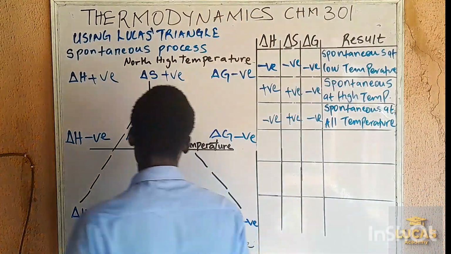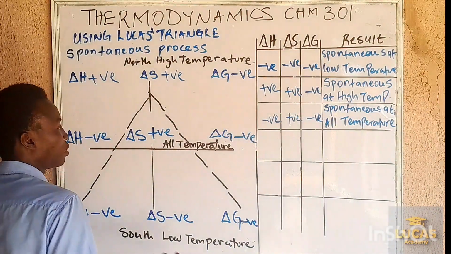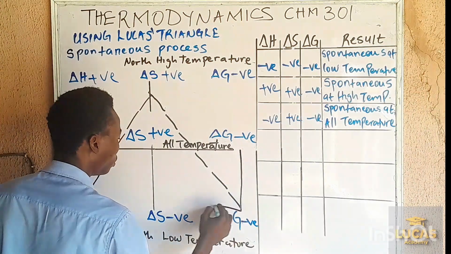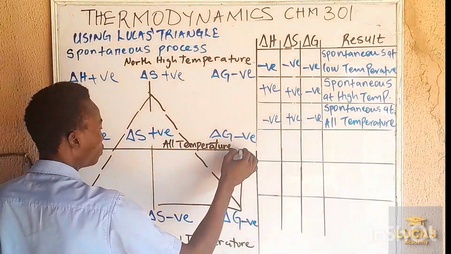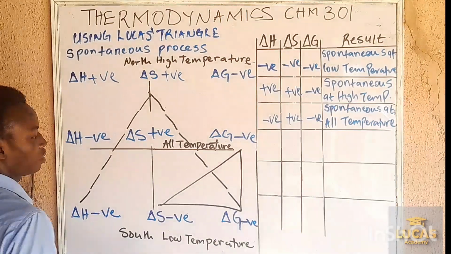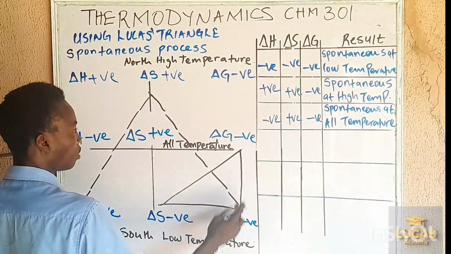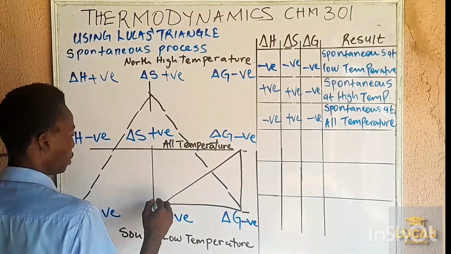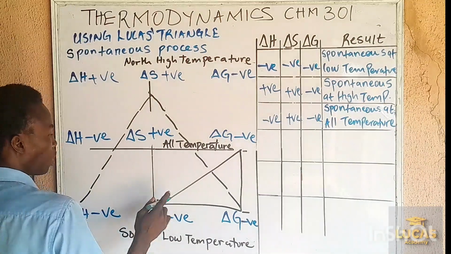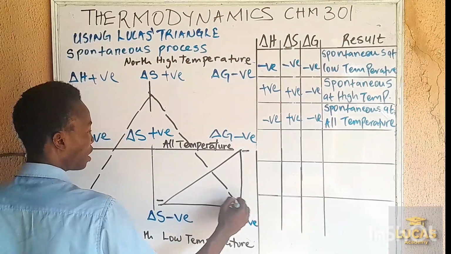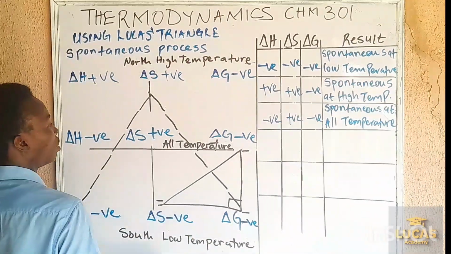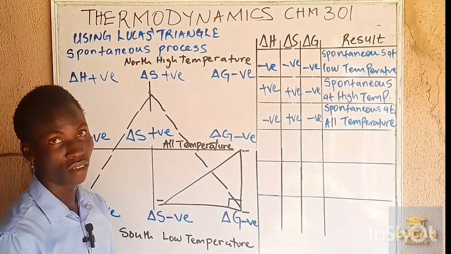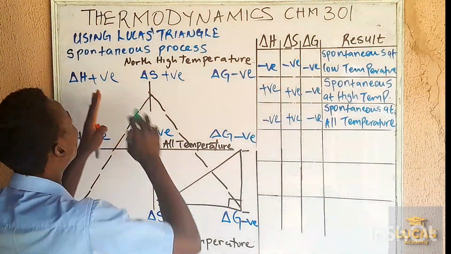So how will you confirm that what you have done is right? Now, you make this one give you what we call a right angle triangle. Look at it very well. Can you see that? Right angle triangle. This one here is negative, this one here is also negative, and the value of this one here is also negative. So when you confirm that all these, which give you a right angle triangle, are all negative, then don't think twice. That means what you have done is right. Okay, so this is for the spontaneous process.